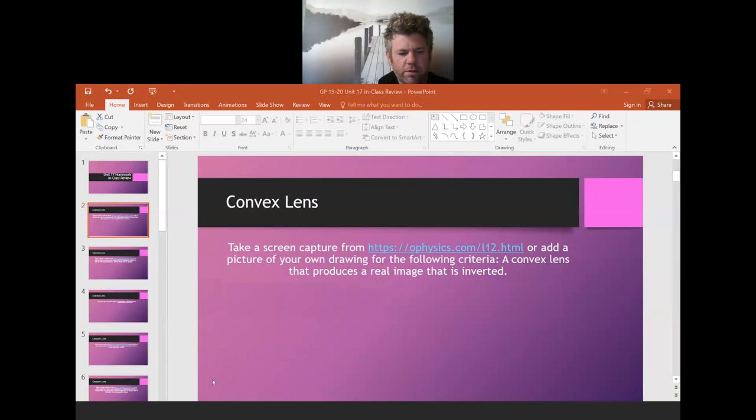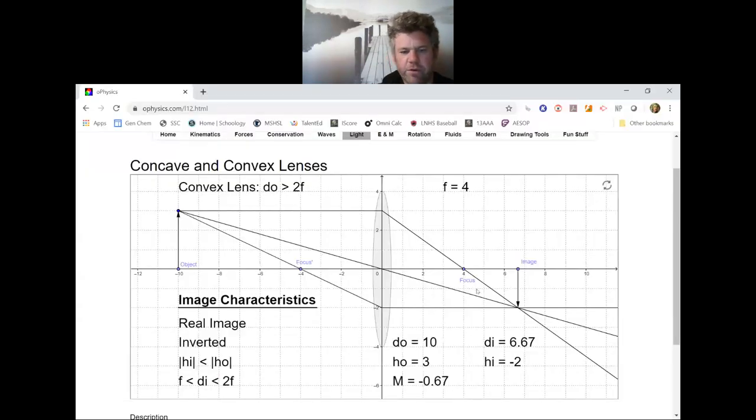All right, let's go and see what we can find here. All right, so here's your simulation. Oh man, that's kind of cute. It comes up right away as a real image where all of the stuff goes together and also inverted. So what you would do is you would just take a screen cap of that. So the way I'm going to do it on mine is like this. Make sure that I get real image inverted.